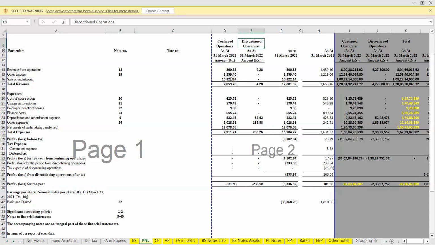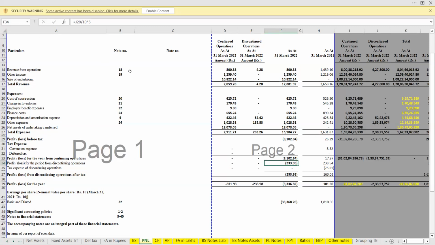Suppose he says, no, I want to show continued and discontinued on the face of the P&L, then I am ready with that also. But as per accounting standard 28, it should not be reported like this. It should be reported as profit from discontinuing operations 233.98.